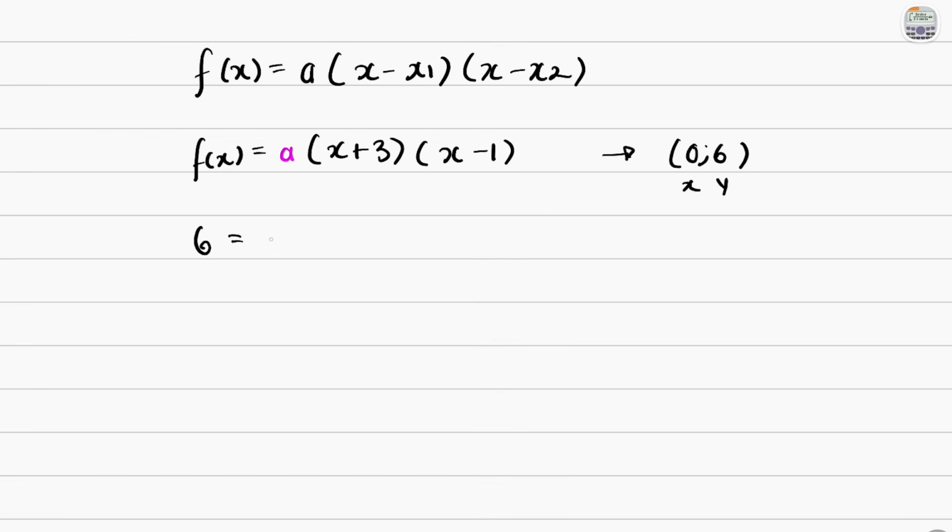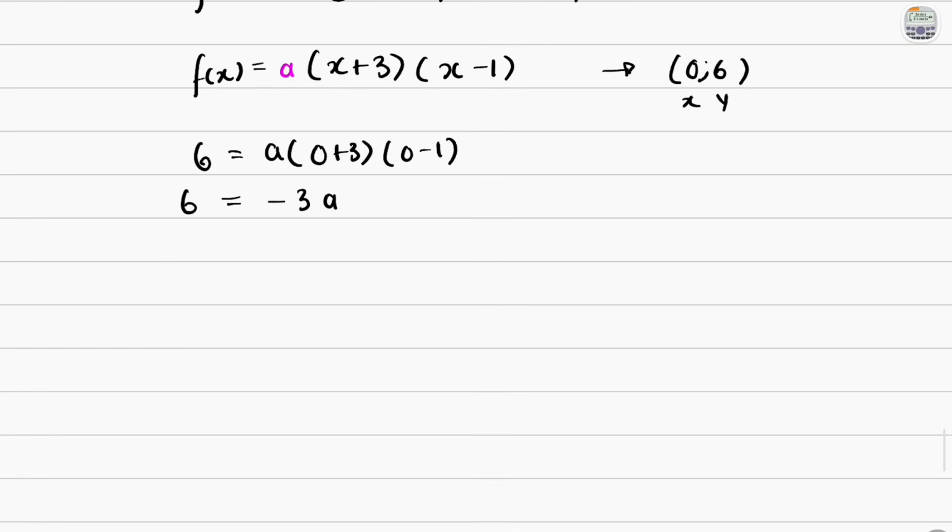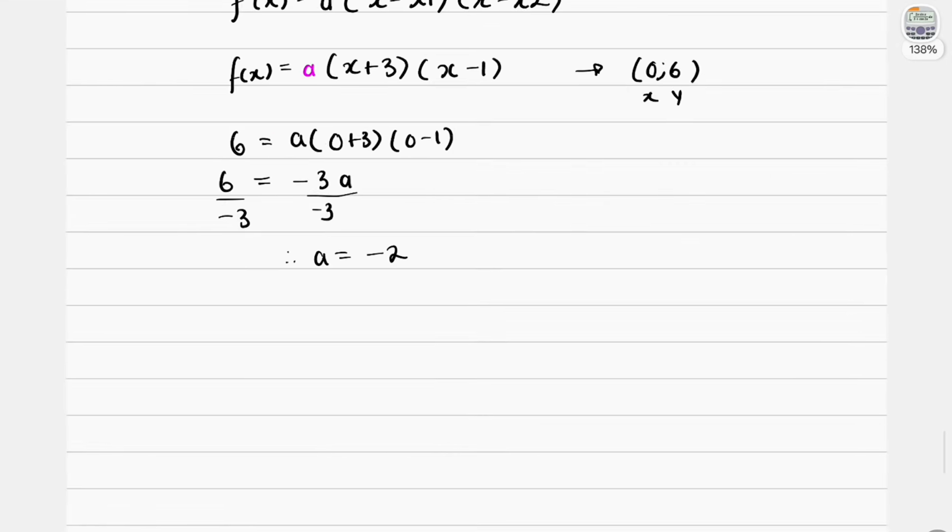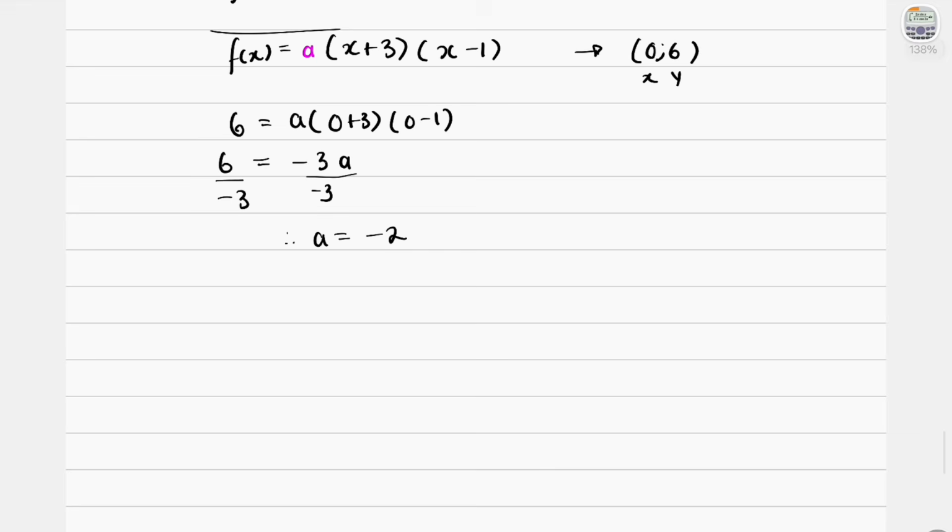So this is 6 is equal to a multiplied by 0 plus 3, and then 0 minus 1. So that becomes 3, that becomes -1, and they multiply to become -3. So this is -3a is equal to 6. And then you can just divide both hand sides by -3. Therefore, a is equal to -2. So we found a, and now we can just put it back into this equation, which was almost complete.